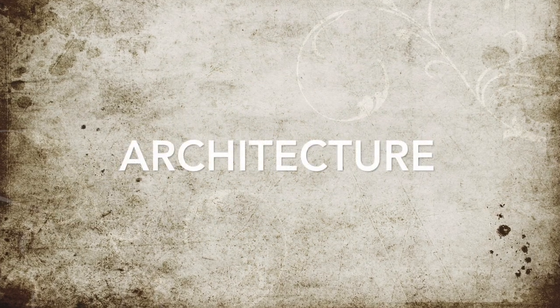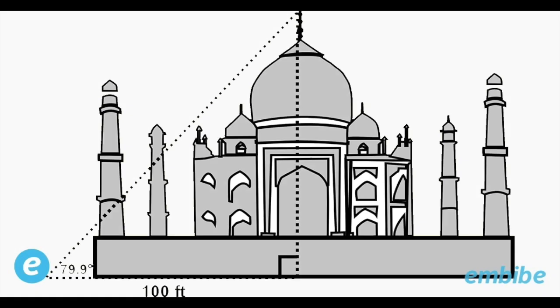Trigonometry is used in architecture to ensure that buildings are built safely. For example, architects have to calculate exact angles of intersection for components of the structure to ensure stability and safety.